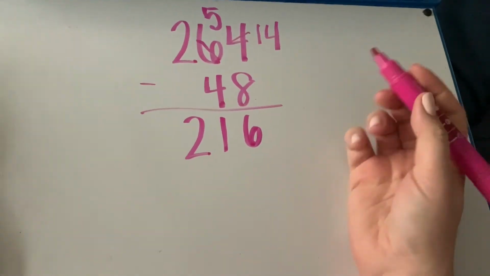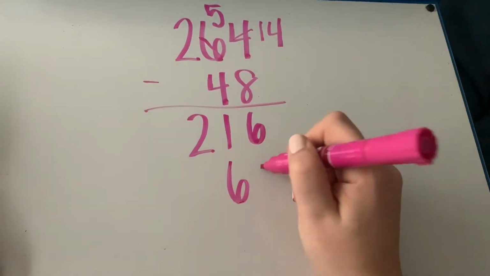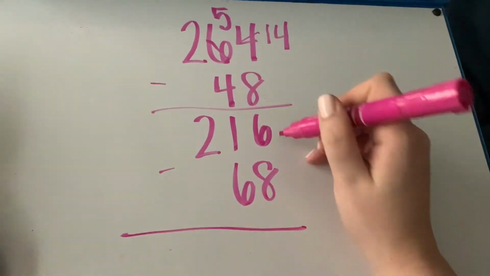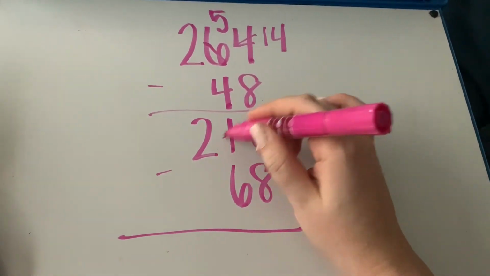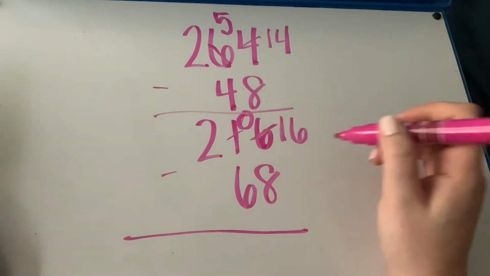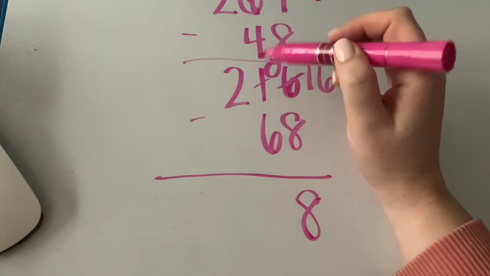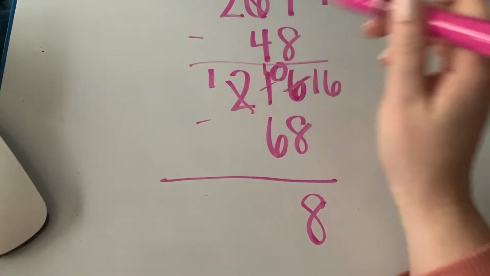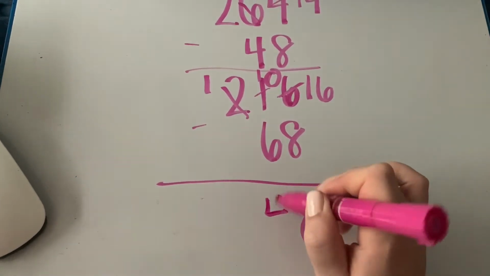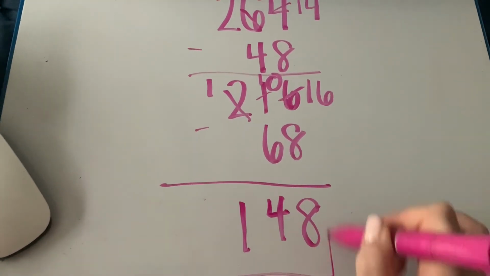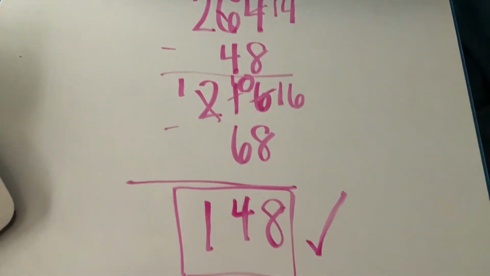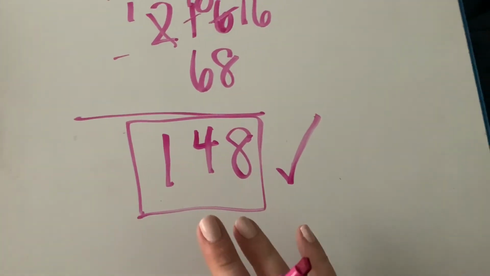Now I also have to take away the amount of apples he sold. So 68. Can't take 8 away from 6. Have to make it a 16. Make that a 0. That's 8. Can't take away 6 from 0. So we have to make that a 1, which becomes a 10. 10 minus 6 is 4. 1 minus 1 is 0. 148, which is the amount that he has left. So I know that my answer checks out.